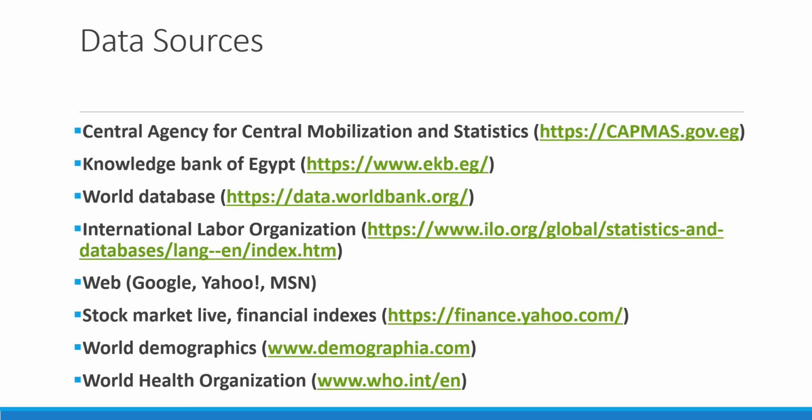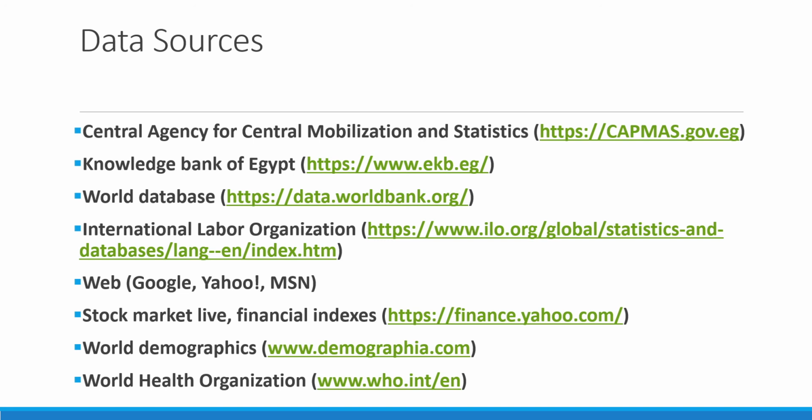The third source or website we can find data on is the World Bank database. In the World Bank database we can find social indicators, economic indicators, and political indicators worldwide. Also, we have the International Labour Organization website that contains statistics and databases about labor and employment.